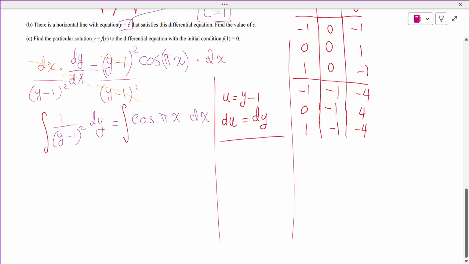Now for the right hand side, I'm going to assume that w equals cos of pi x, and dw will be negative pi sine of pi x dx, right?